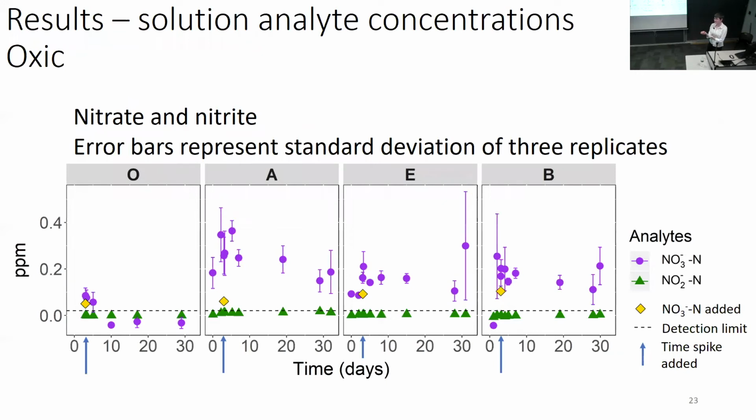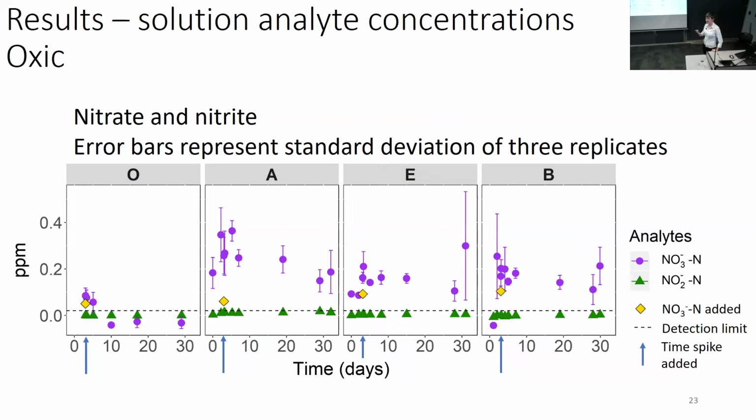So moving into the results, the next few slides I'm going to show are for the total analytes in solution. On all of them, I have dotted lines indicating my detection limits for the various analytes, and blue arrows indicating when the spike was added. In this slide, the yellow diamonds also indicate the quantity of nitrate added.